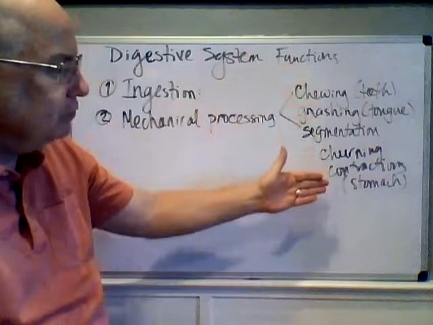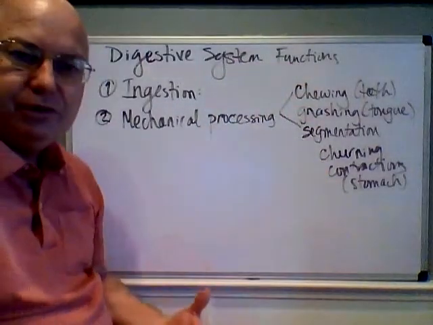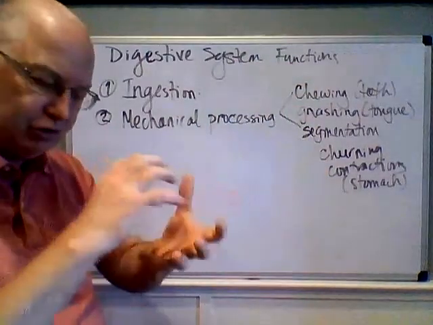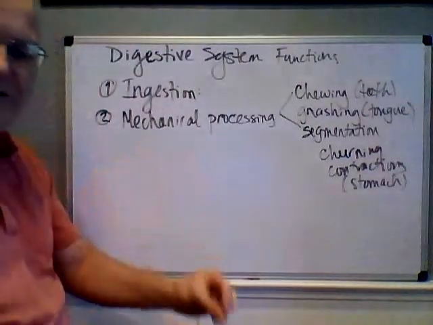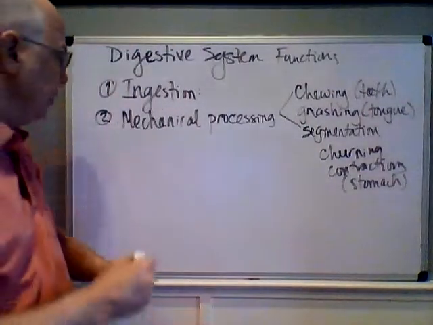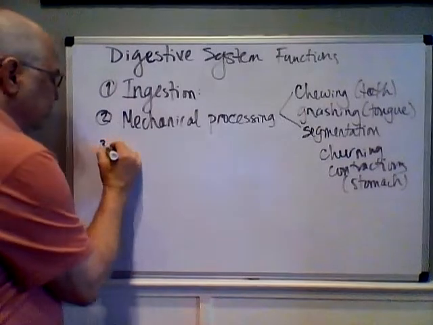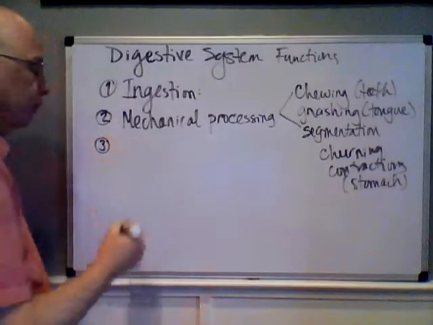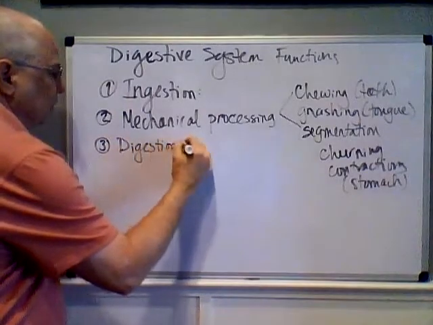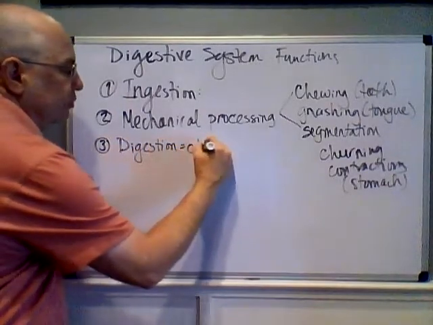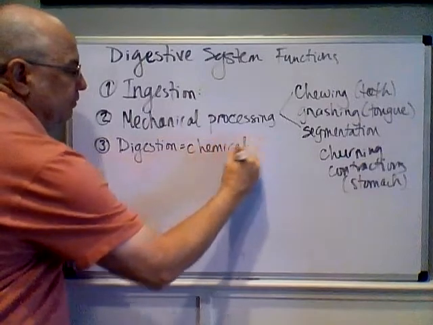So all of those things are going to be your mechanical processing, the physically just crunching, grinding, and mashing up the food so we can get it into smaller and finer particles. Okay, that leads to the next one of these, which is digestion. Digestion is the chemical breakdown of food.